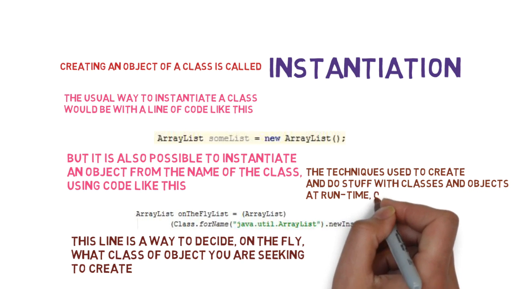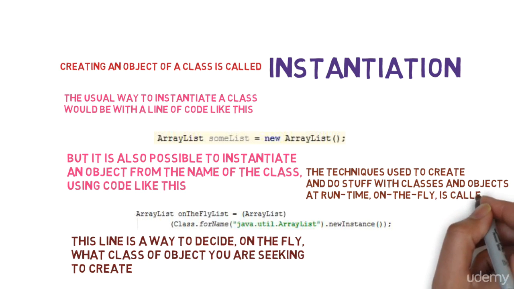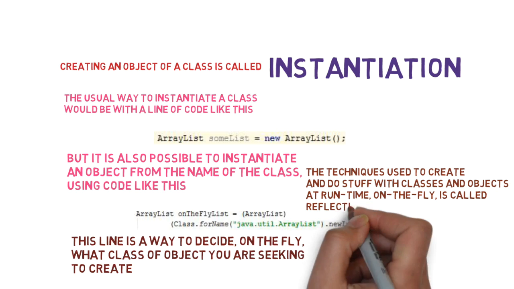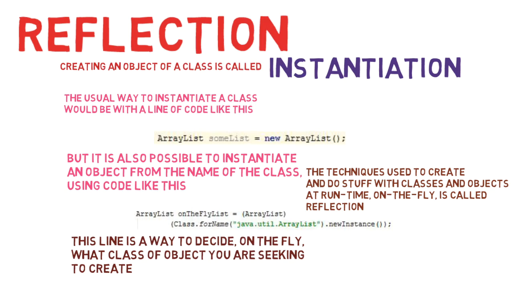Now, these techniques used to create and do stuff with classes and objects at runtime or on the fly is called reflection. If you pause and think about it, reflection allows you to dynamically instantiate a class not when you write source code, that is at compile time. Instead, you can assign a class name to a variable and instantiate it on the fly.